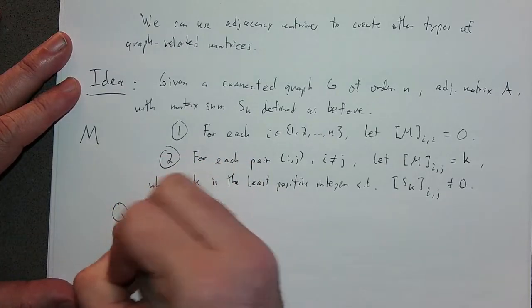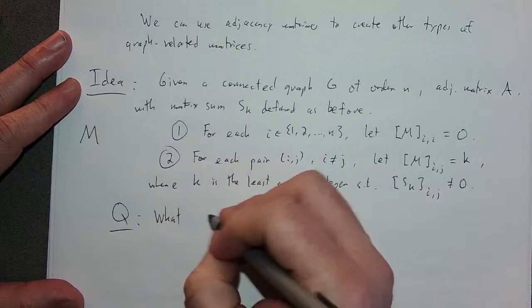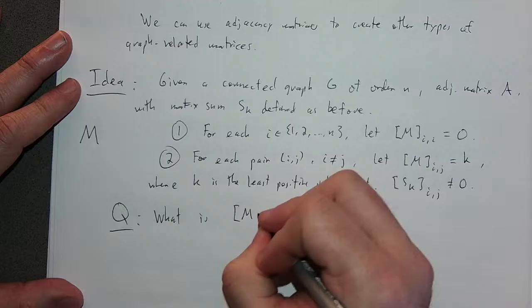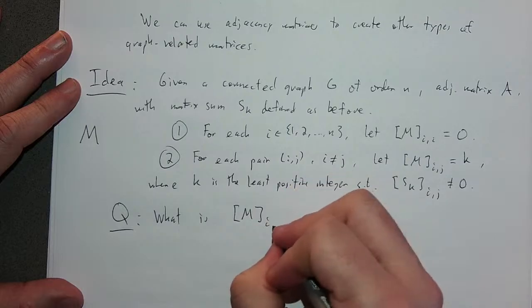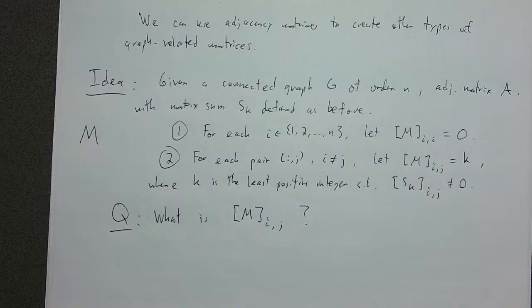This is a big question. What exactly is the ijth entry of this matrix M? Do you see it? You see what it is that's going on here? Think about it for just a second.